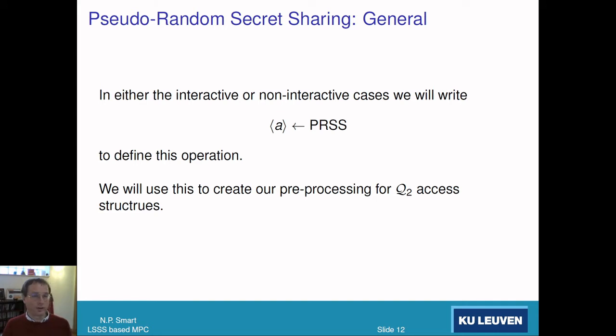Okay, so how are we going to represent this in our protocols? We're going to say this thing is a pseudo-random secret sharing, and we're going to represent it by a function, PRSS, which just gives us a random sharing of A. Now, if the underlying access structure has a large number of maximally unqualified sets, then this PRSS is a protocol. And if it has a small number of maximally unqualified sets, then it's basically the non-interactive version that we just talked about. And from this, we can then produce preprocessing for arbitrary Q2 access structures.